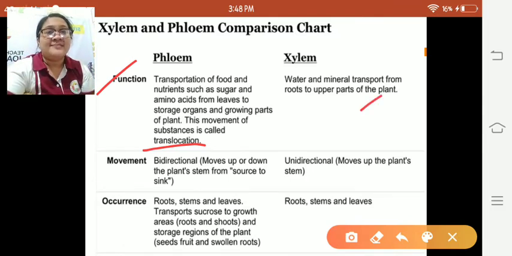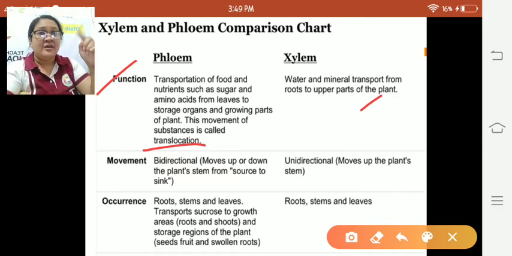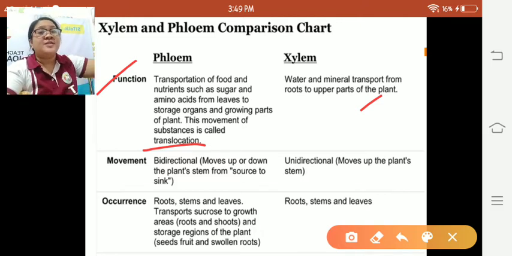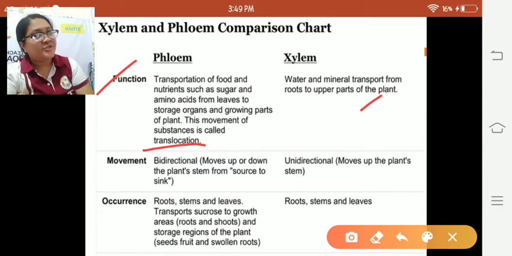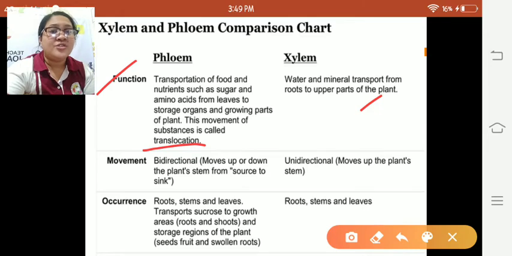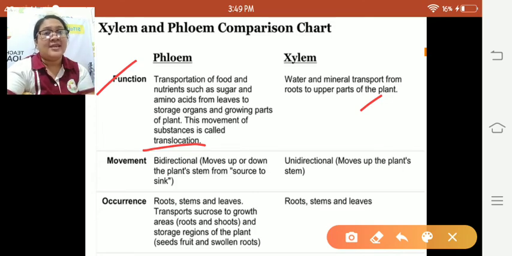For the movement, again, phloem is bidirectional. It means it moves up and down the plant. For the xylem, it is unidirectional, meaning it only moves in one direction from the roots going to the leaves. For the occurrence, the phloem in roots, stems, and leaves transports sucrose to growth areas, so roots and shoots, and storage regions of the plant, which are the seed, fruit, and the swollen roots. For the xylem, roots, stem, and leaves. Okay, so let's move.